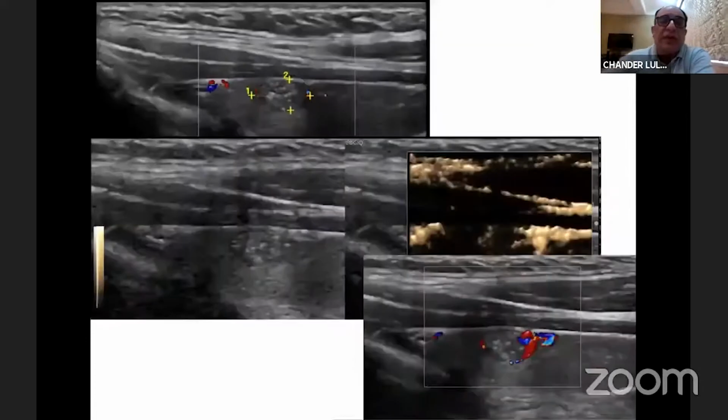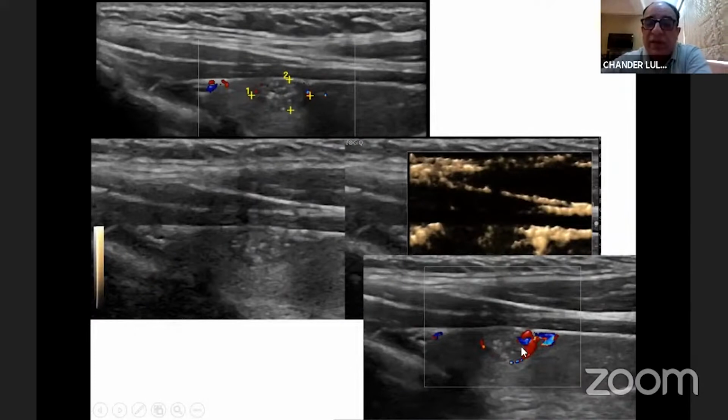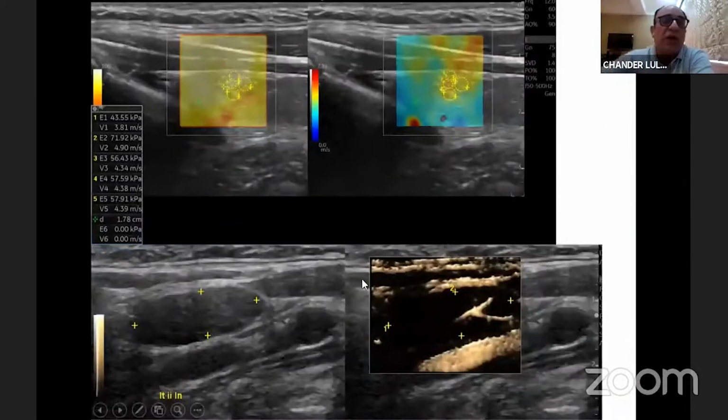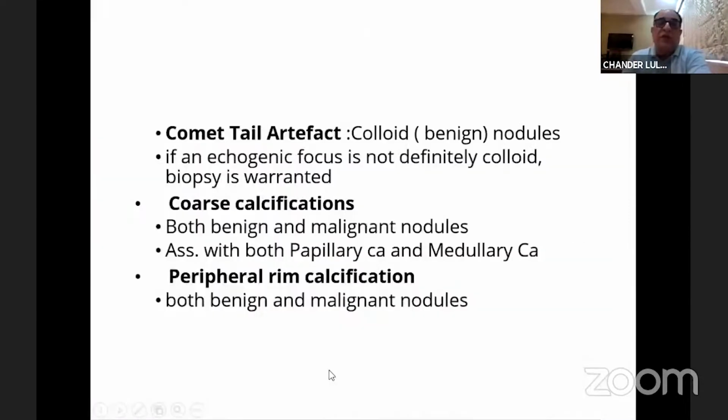Very typical. That's a very smaller lesion, again showing a lot of calcification and showing some vascularity, but again is a very tiny papillary carcinoma. And you can see here again the elastography is 3.8, 4.9. So we take multiple readings and then take an average, and there are enlarged lymph nodes which are extremely pathogenic.